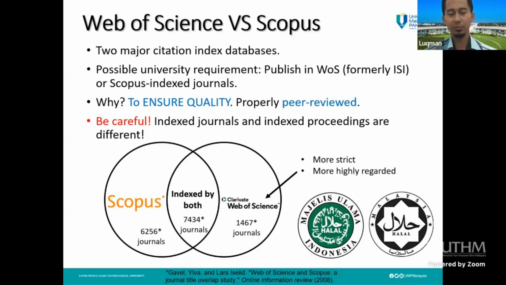Okay, I want to give you overall view of apa bezanya antara Web of Science dengan Scopus. Okay, these are two major citation index databases. Simply put, macam ni lah, library lah kan, list of journals and things like that, go to Web of Science ataupun Scopus. Dia boleh pilih satu ataupun dia boleh pilih dua-dua ataupun tak nak langsung kan. Tak nak langsung pun tak ada masalah, tapi siapa nak beli, siapa nak hantar situ lah kan, that's the issue kan.